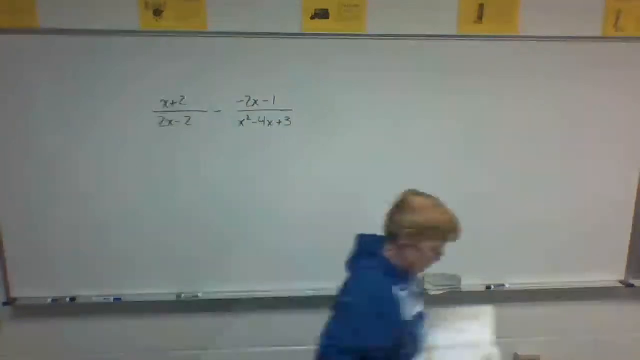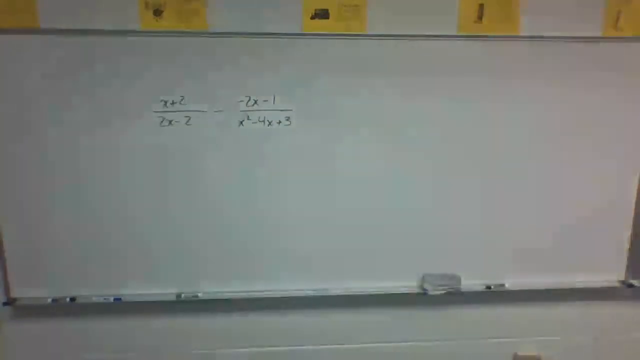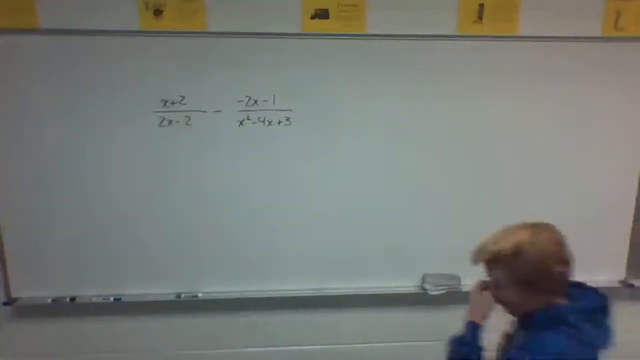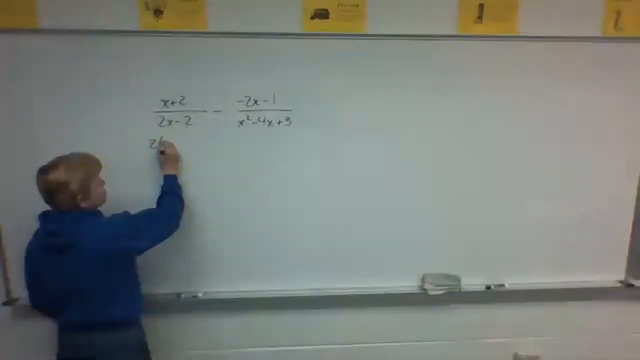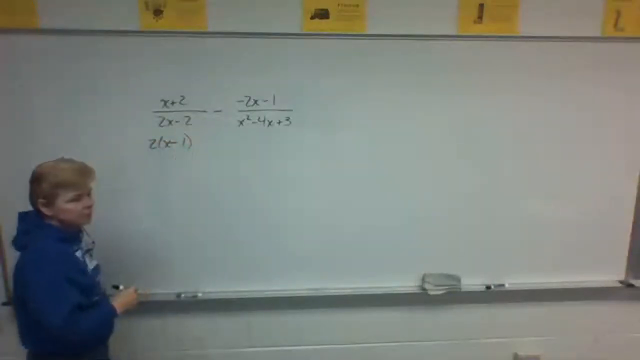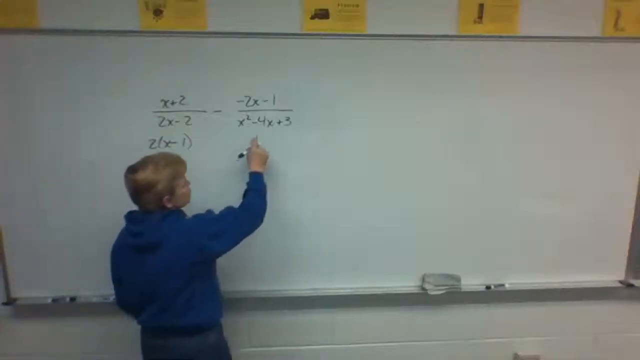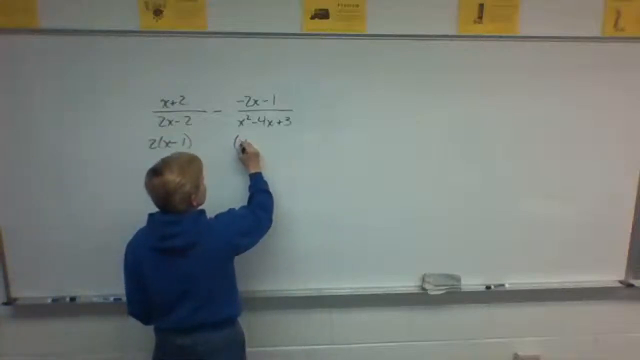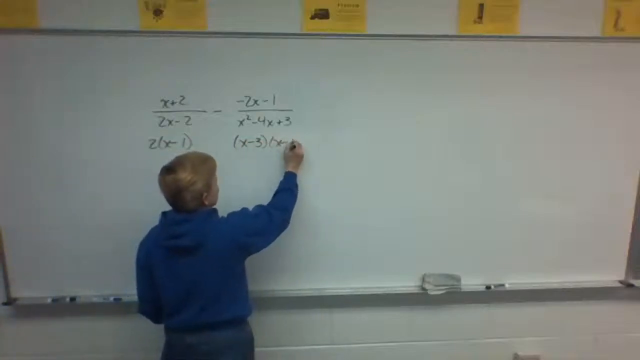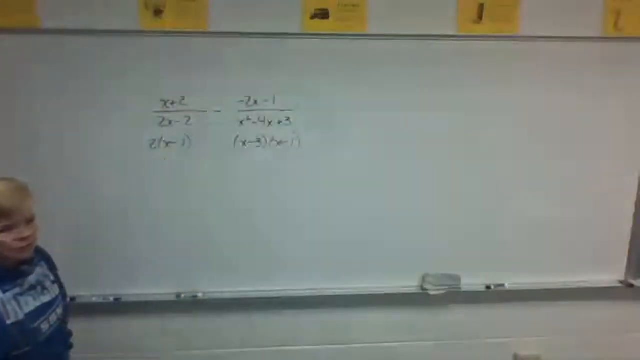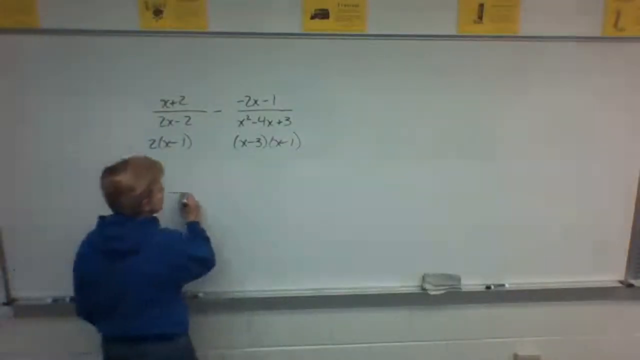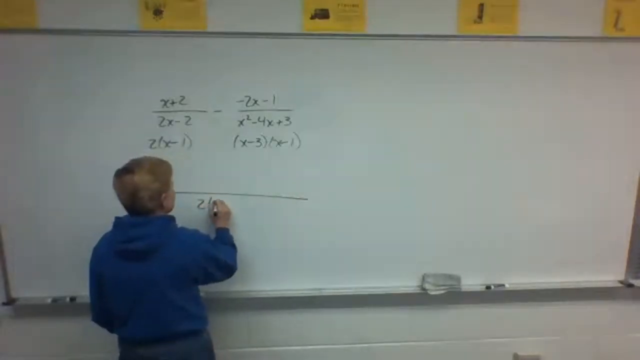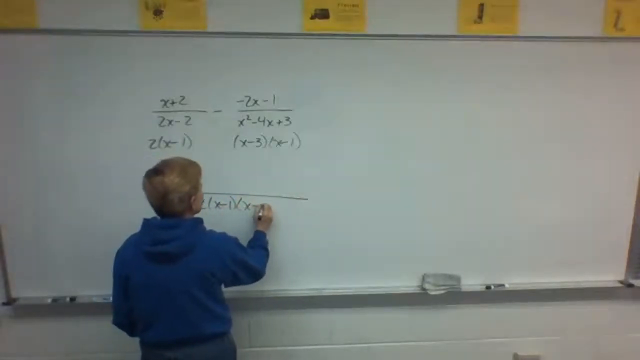Okay, we're going to add these together. First, recognize the denominators are not the same, so we have to find a common one, and we start by finding the pieces. This one factors into 2 and x minus 1. Okay with that? This one doesn't have anything we can pull out, but it factors into x minus 3 and x minus 1. Am I going too fast? Common denominator then is 2 and x minus 1 and x minus 3.